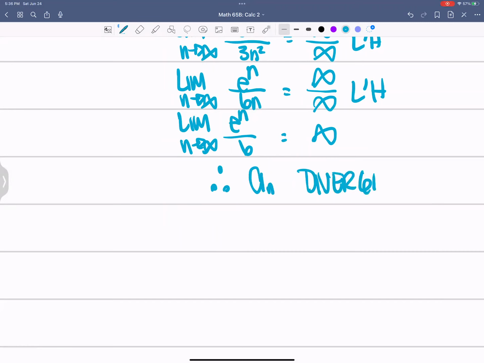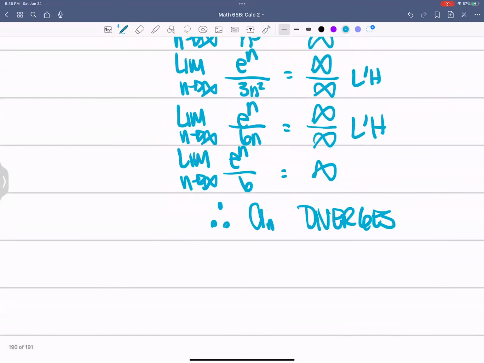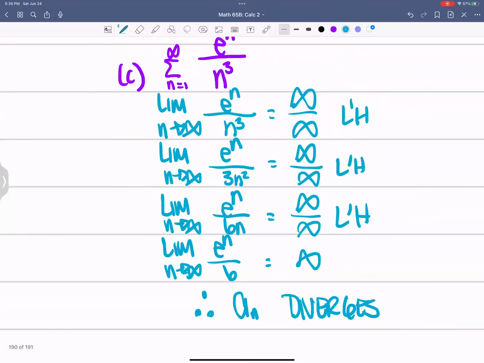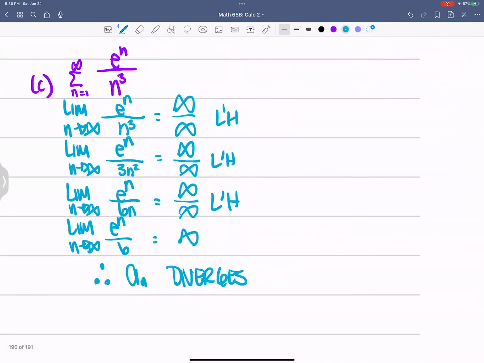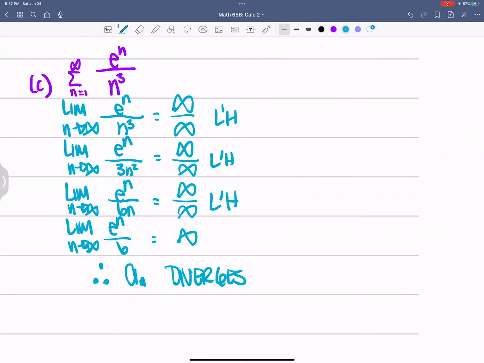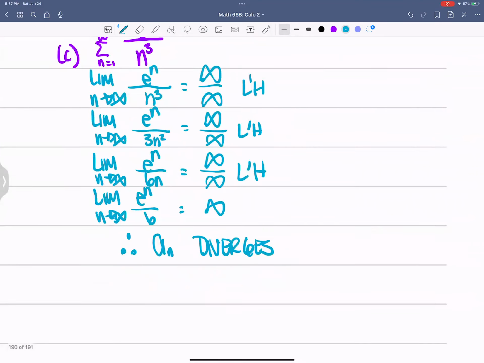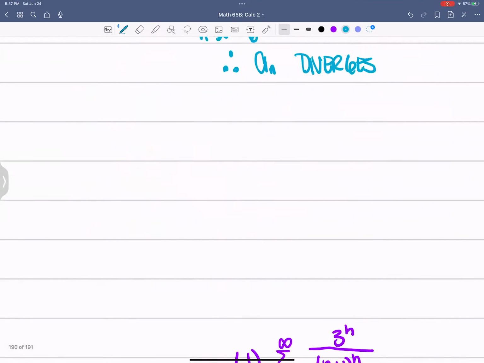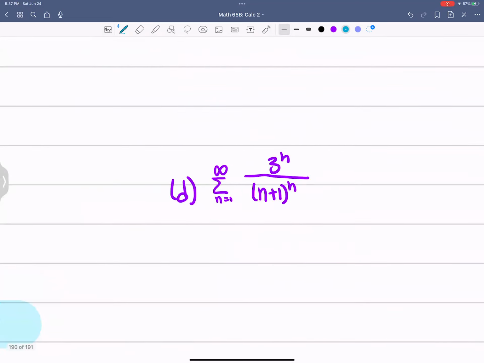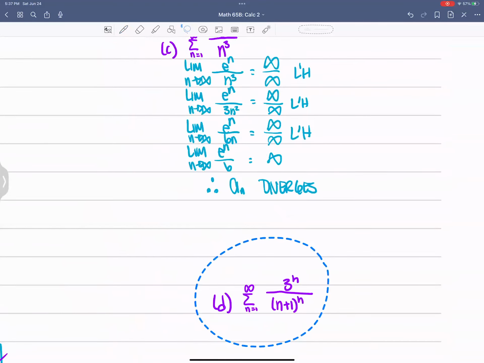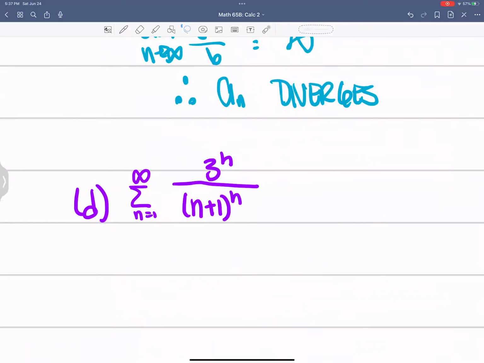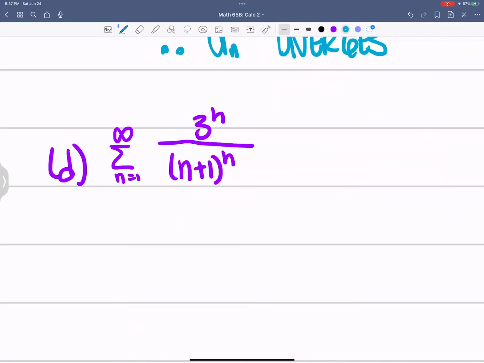Now that we know a little bit more about these, it's a lot easier to just prove that it diverges and move on with the problem than to prove that it converges. All right, let's see what this last one is. This one doesn't look too bad, just because it looks like we could use our root, what is it called? The root test.